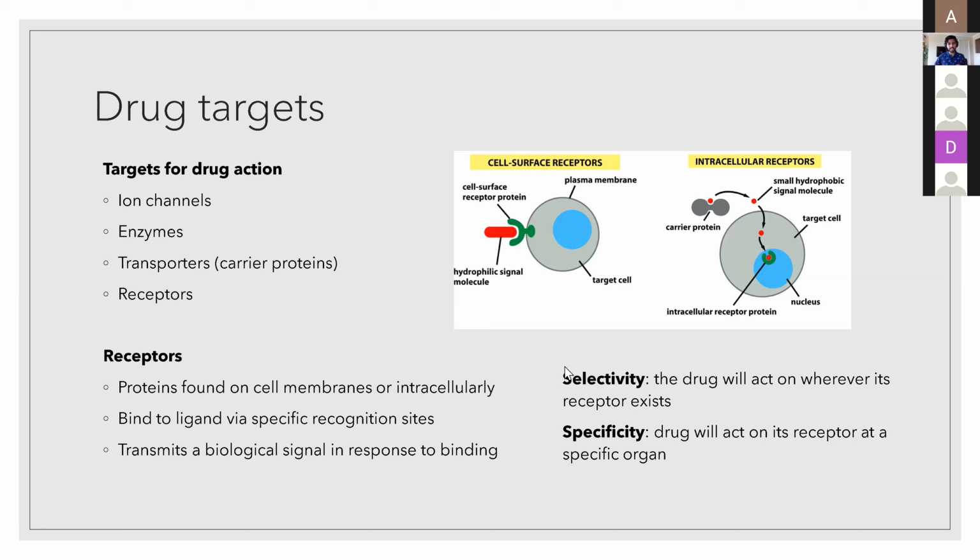And then there's something called specificity. Love this word, specificity. It's where the drug will act on its receptor at a specific organ. So the drug has been designed to target its specific receptor on one organ only, so only the heart, even if the receptor is found on the lungs and so forth. But in general, with how we manufacture drugs, most drugs are selective, meaning that they will act on the receptor they're designed for, no matter where the receptor is in the body.